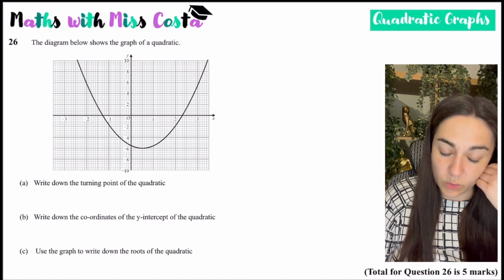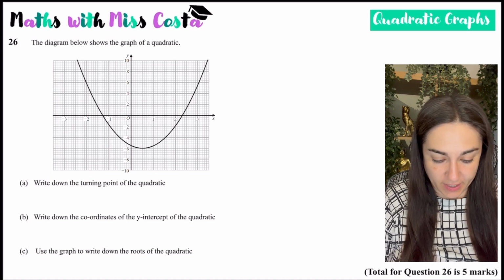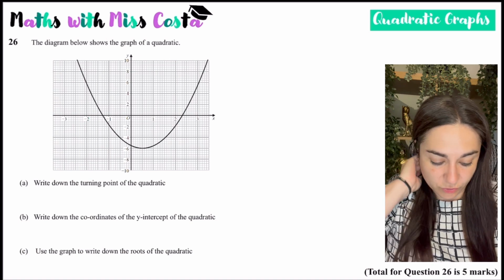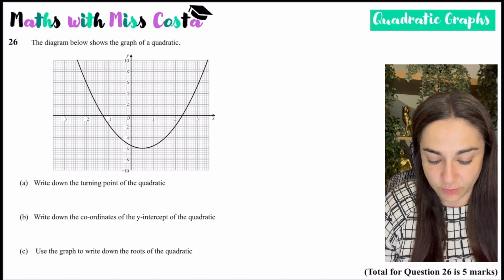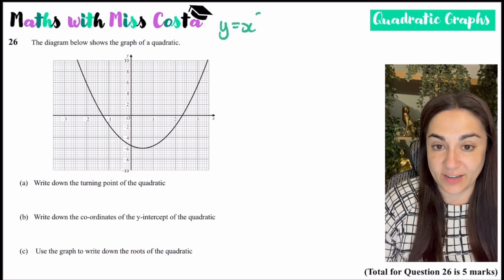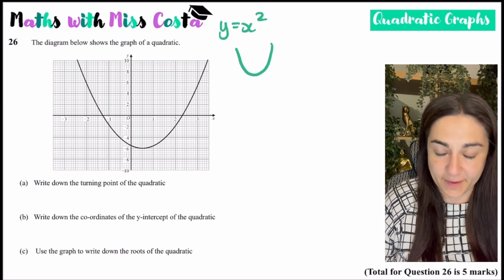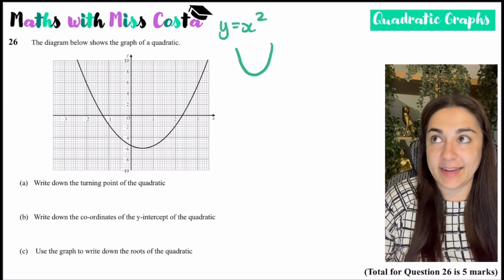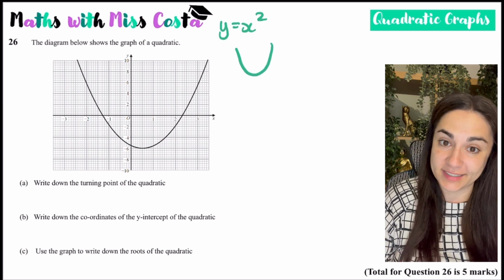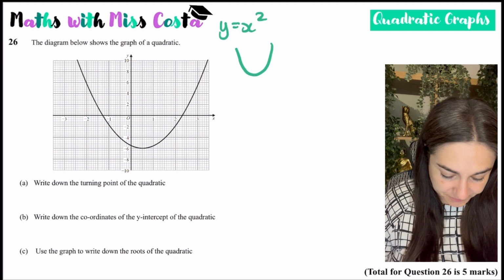Okay, next we've got a quadratic graph. So the diagram below shows the graph of a quadratic. A quadratic means it's got an x squared in the equation, and all quadratic graphs form this shape because any negative multiplied by itself is a positive, so it's always a mirror reflection.